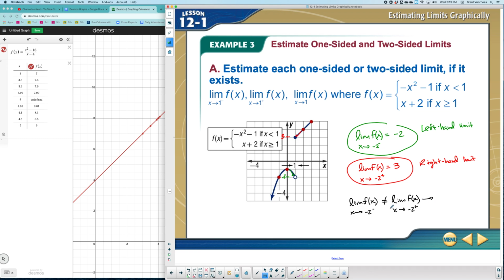Because of that, let me write "since." It doesn't look like "since," it looks like "sine." Here we go, let's try this one more time. Since the limit of the left side does not equal the right side, the overall limit does not exist. Limit of f of x as x approaches, I just realized I was writing a -2, I need to change that to positive ones, does not exist.